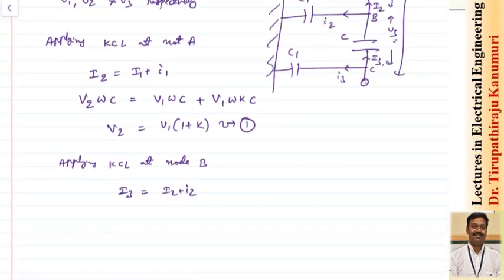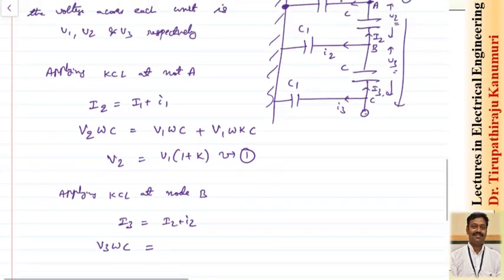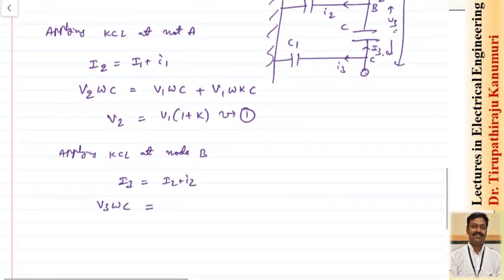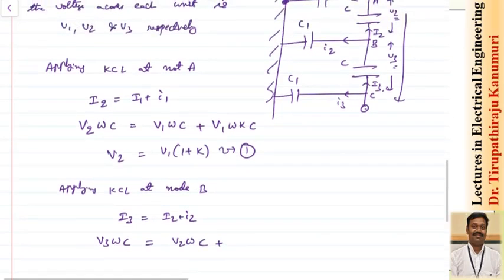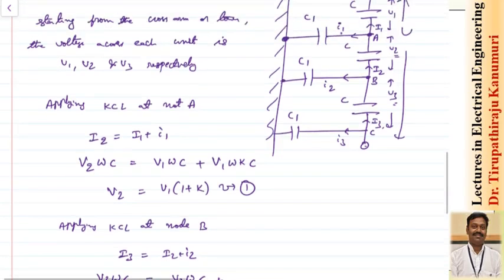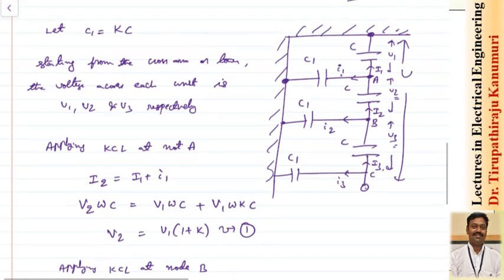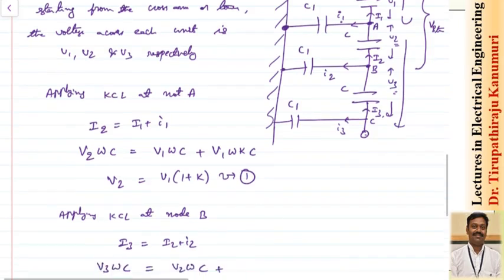So this will become V3 into omega C is equal to the value of I2. I2 is producing a voltage of V2. So that's why it will become V2 omega C plus, because I want to calculate the small i2, the voltage between this point B and your tower. You can see this tower is nothing but the ground potential. So whatever voltage is there will be the voltage between B and tower. That will be responsible for production of the current i2.